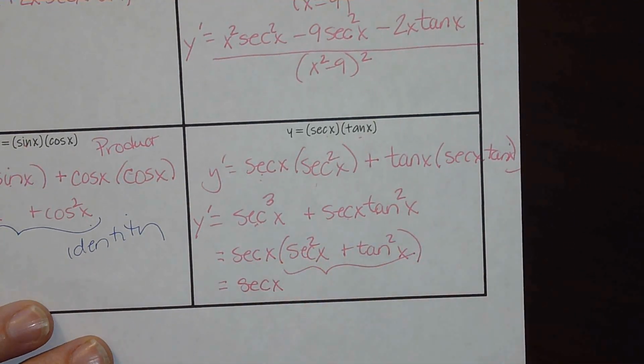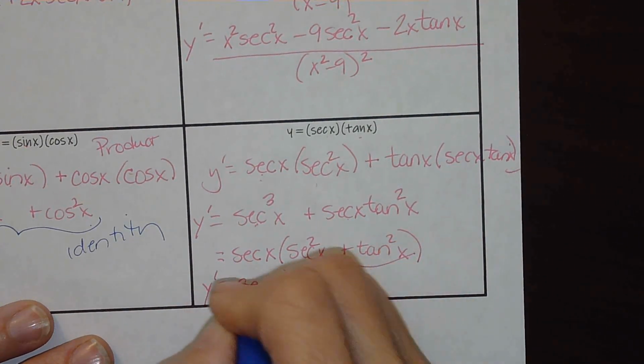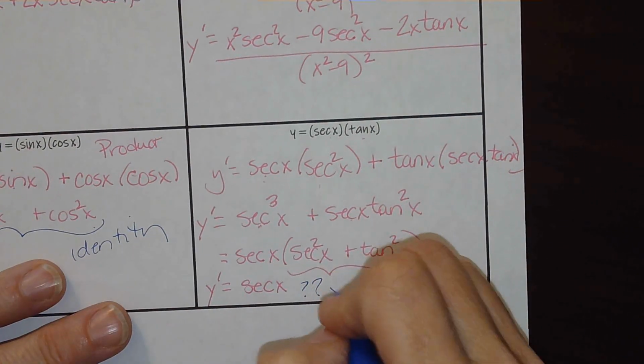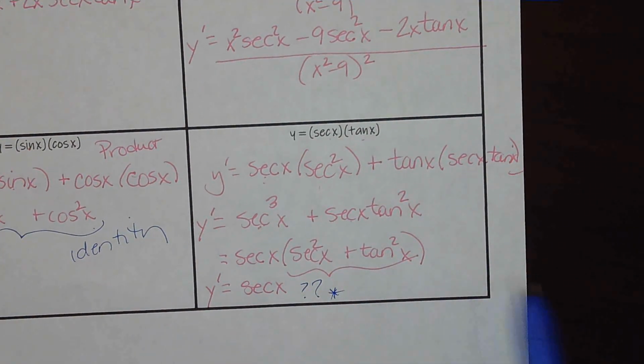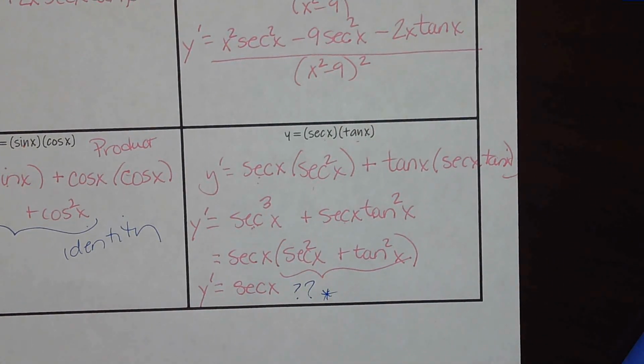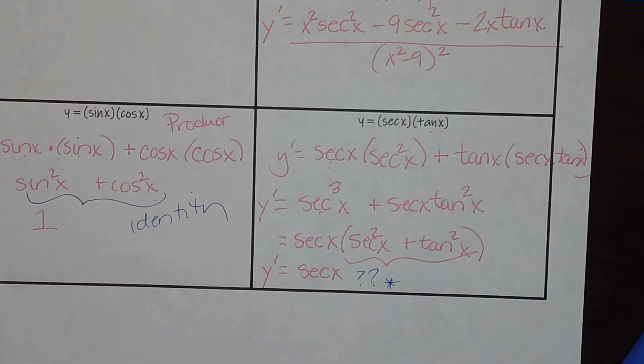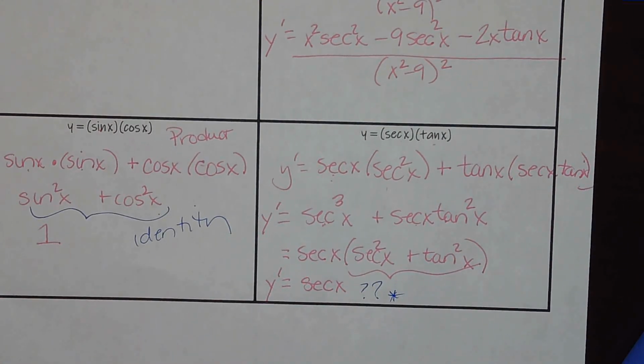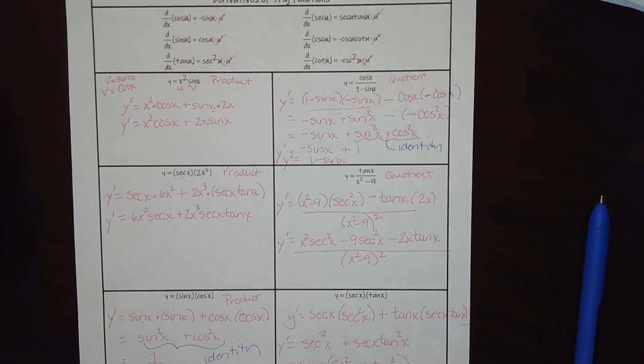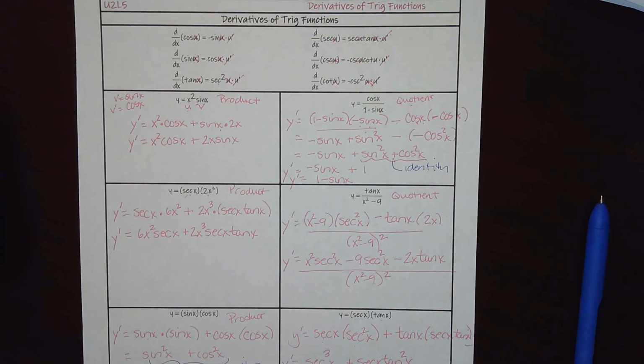So my ultimate derivative is going to be y prime equals secant of x. Now, I need to check on that. I need to make sure of that. For some reason, I've got to verify that. But anyway, I'll get back with you on that. This is using your derivatives of trig functions with the other tools that you have in regards to finding derivatives. So I will zoom out of this, and that will conclude this lesson.